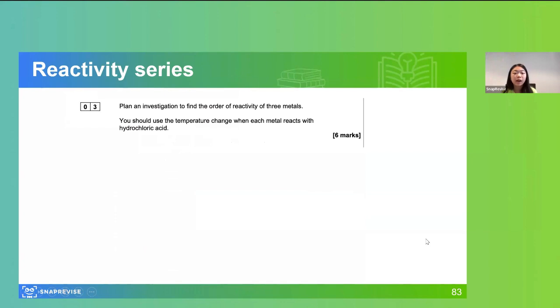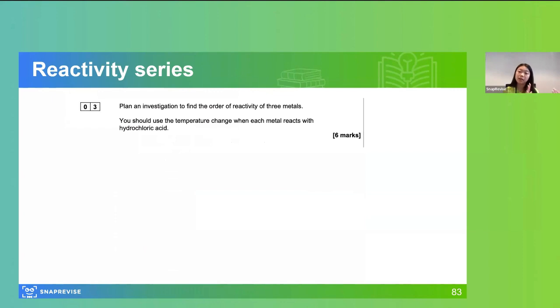There is a question, again, on plan and investigation. If you remember in biology, when I explained planning and investigation, it's just describing the experiment, control variables, results. This works exactly the same with this question. So I'm not going to break down this question too much. I'm just going to tell you that this is the form of it. It's telling you to plan an investigation to find the order of reactivity of 3 unknown metals, and you can figure it out using the temperature change.